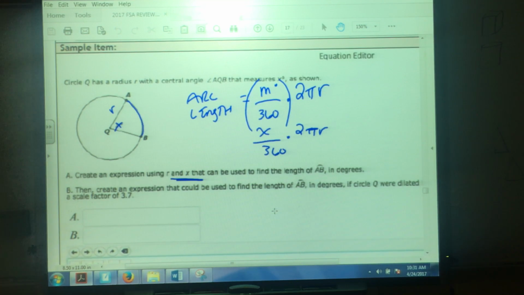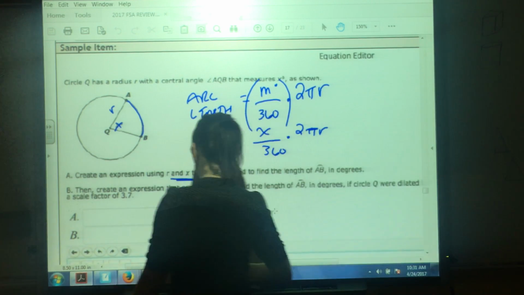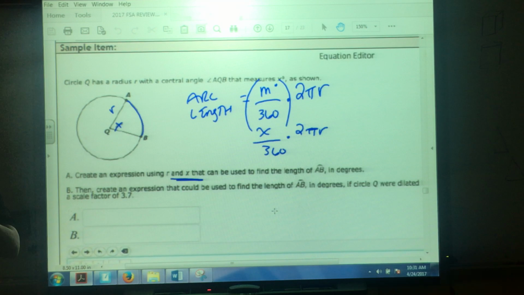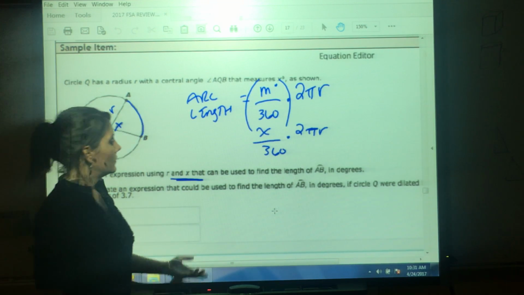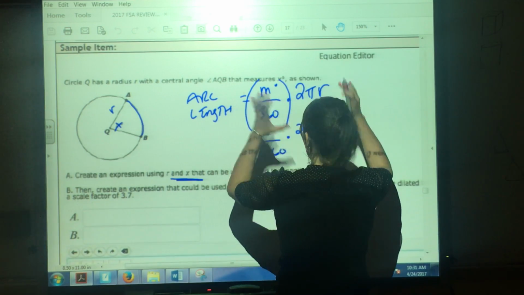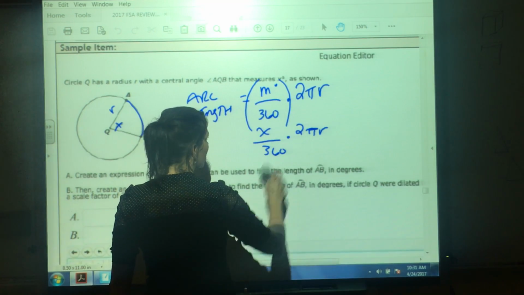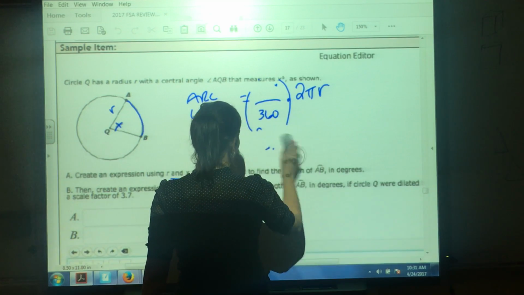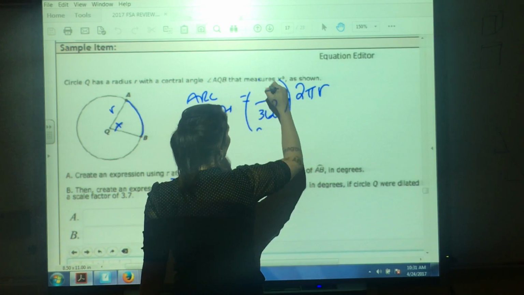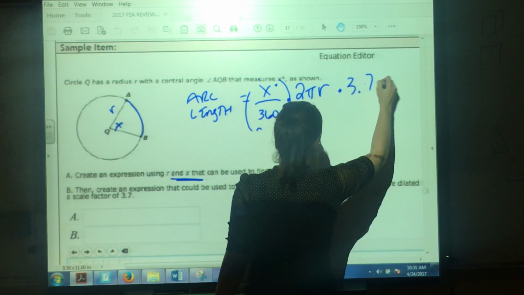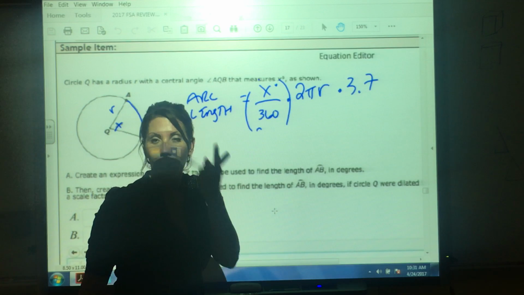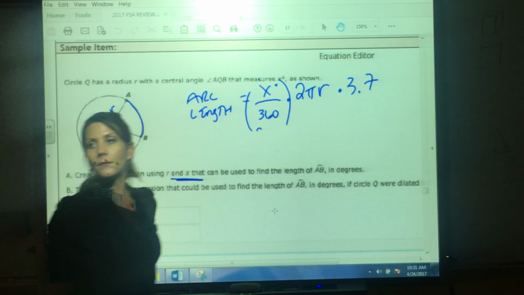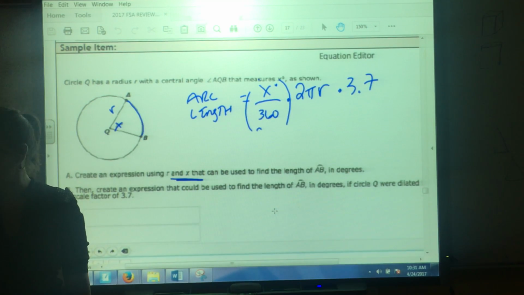If circle Q were dilated with a scale factor of 3.7. So guys, that just means when we talk about scale factor, remember what we talked about before? We were talking about just multiplying the length of the radius. So you're going to multiply whatever this is by 3.7, replacing this with x instead of n. So I would do the math. I mean, you would not be wrong if you wrote all of that. They would count it right.